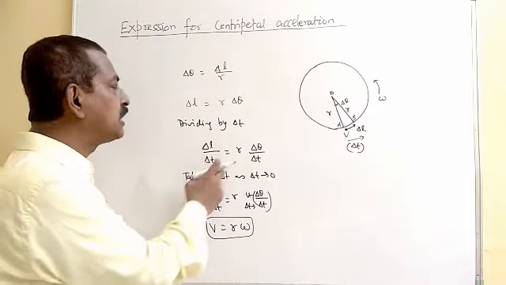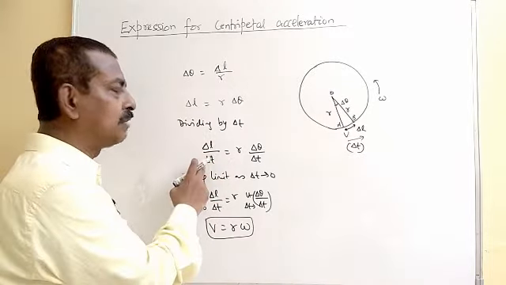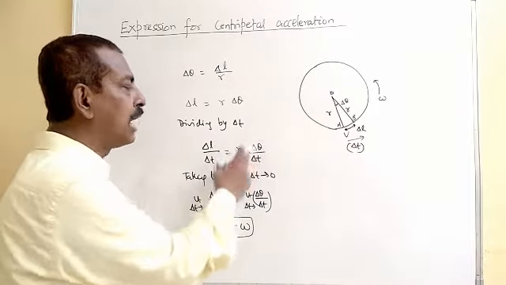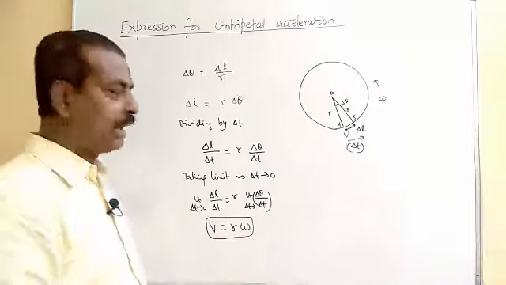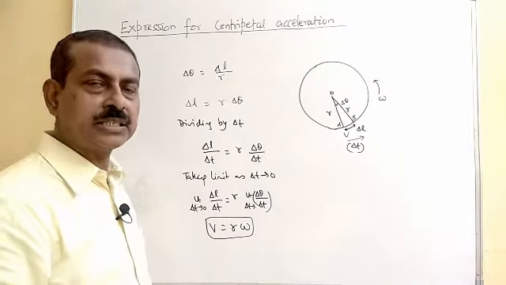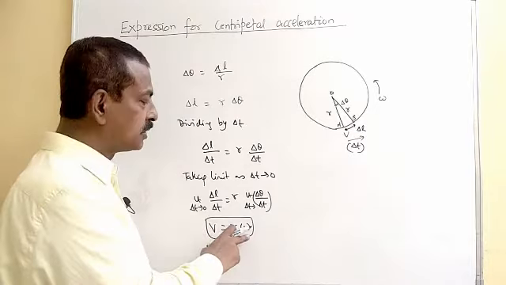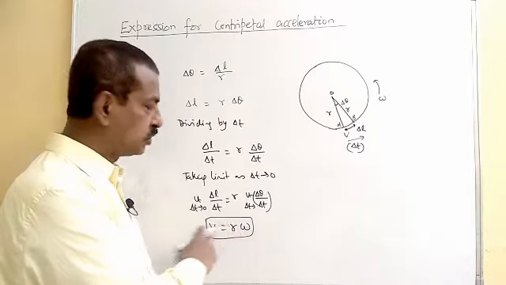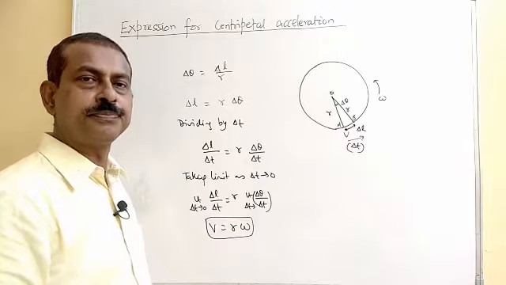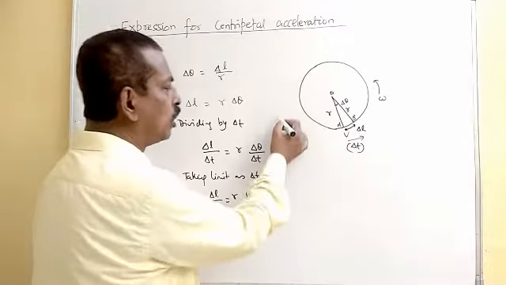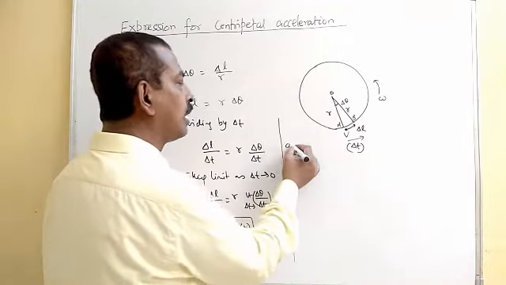So that will give the expression. Otherwise, this will give you basically what? This will give you the average speed. This will give you the average angular speed. And if you take the limit, it will give the instantaneous value there. That means this is giving you the linear speed. This is the angular speed. So this is the relation between the two. Alternatively, you can also take this way also.